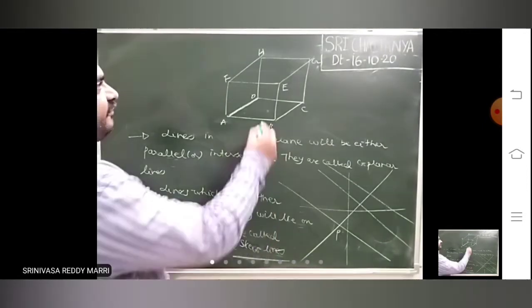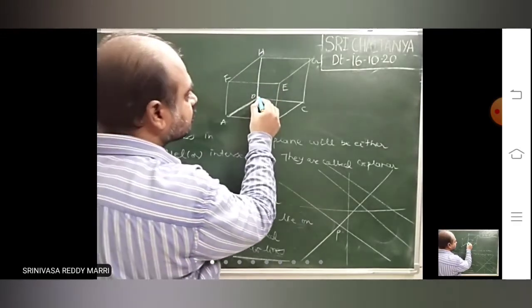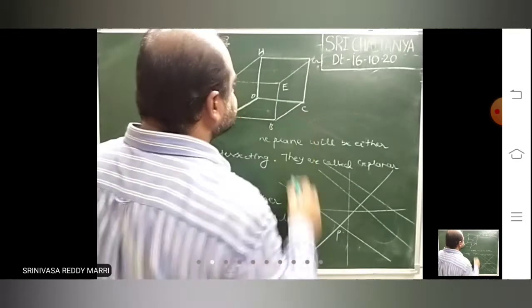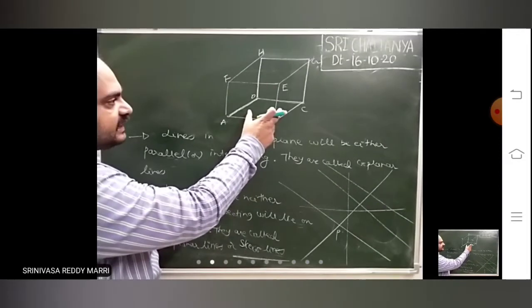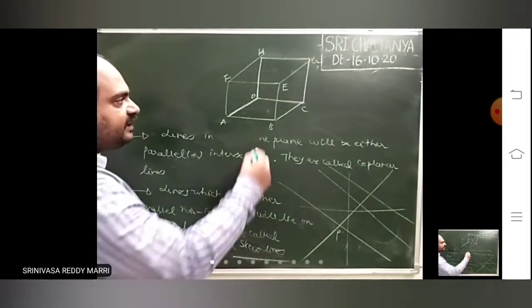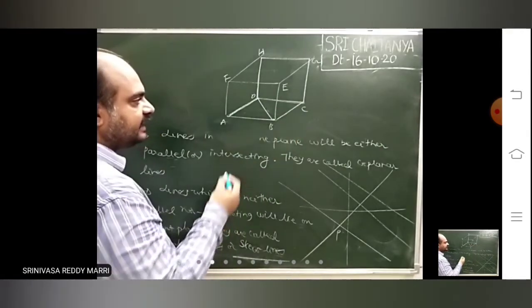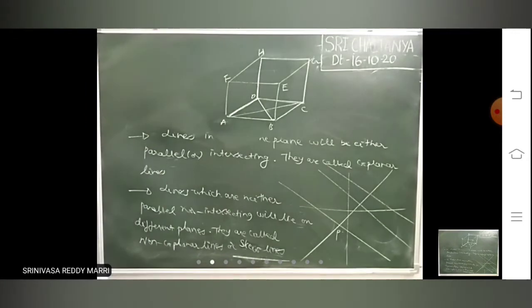So the ground face and DCGH is the backside face, right? So this is the one. Now look at the ground face. I am drawing two lines. Look at this, this is one diagonal. This is another diagonal. Okay.